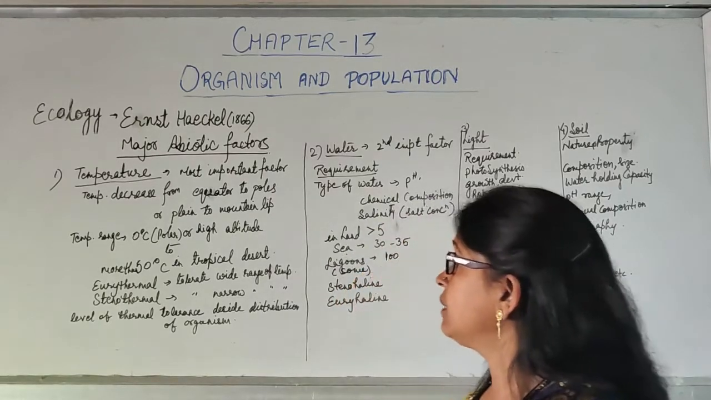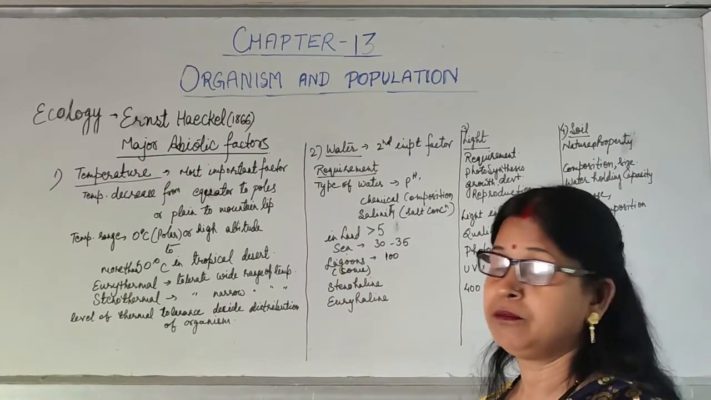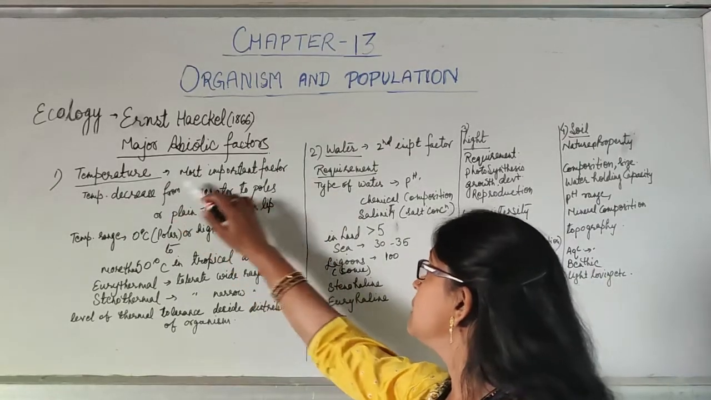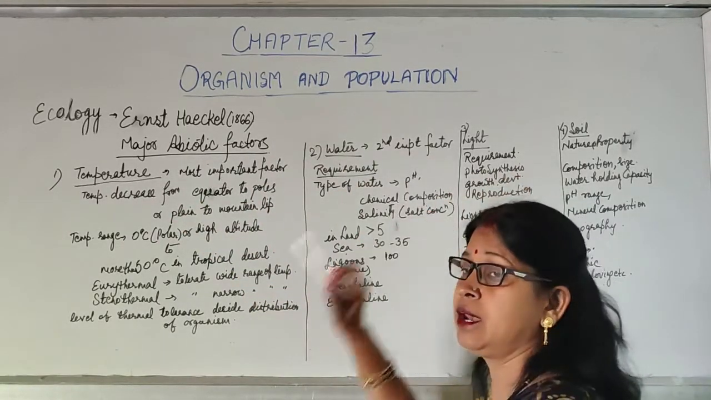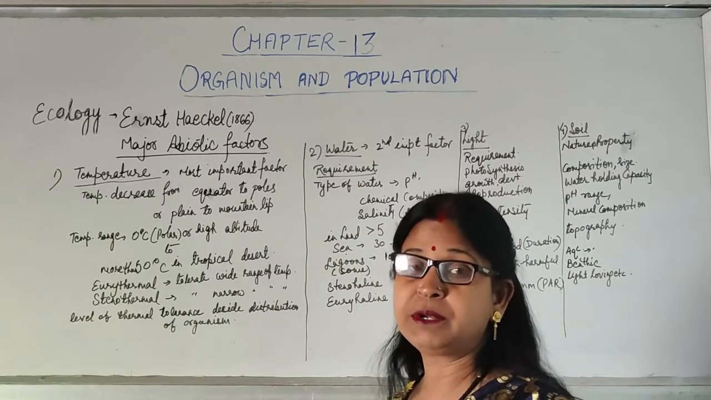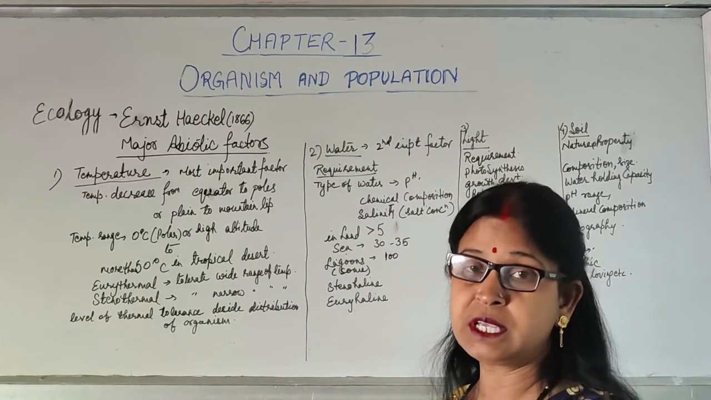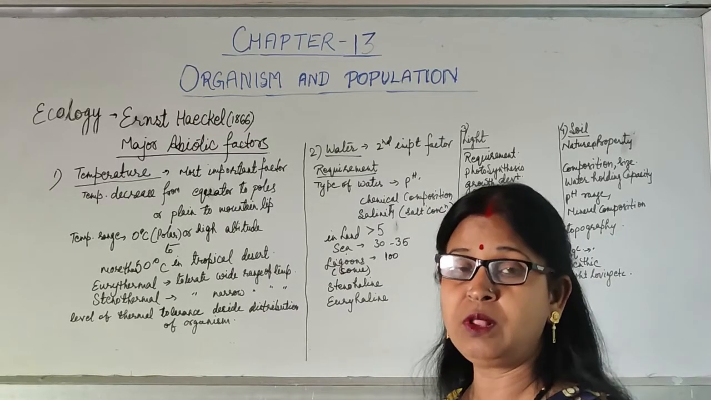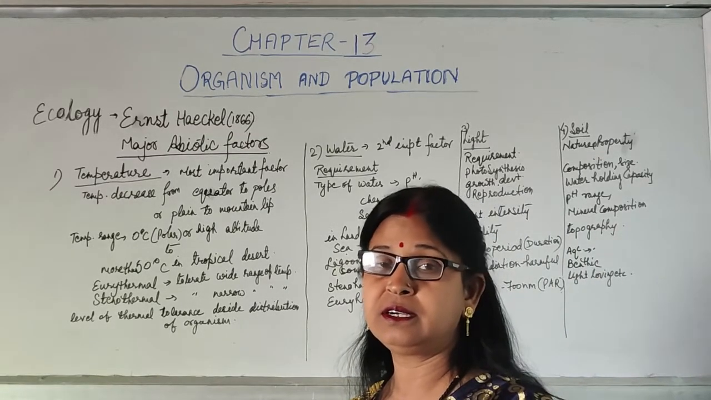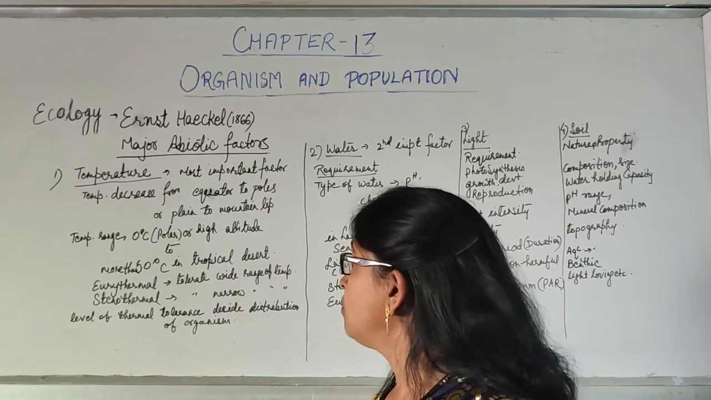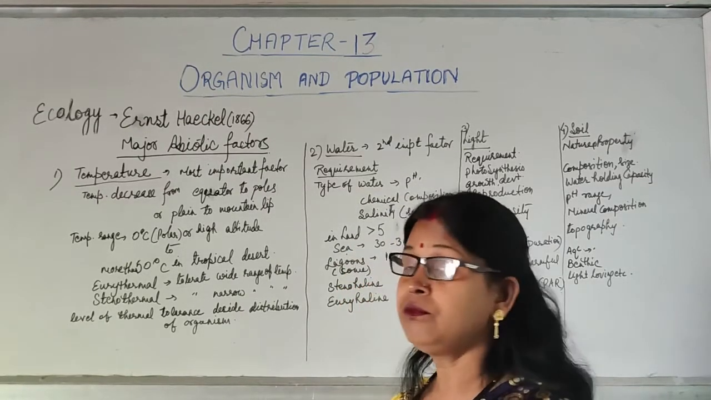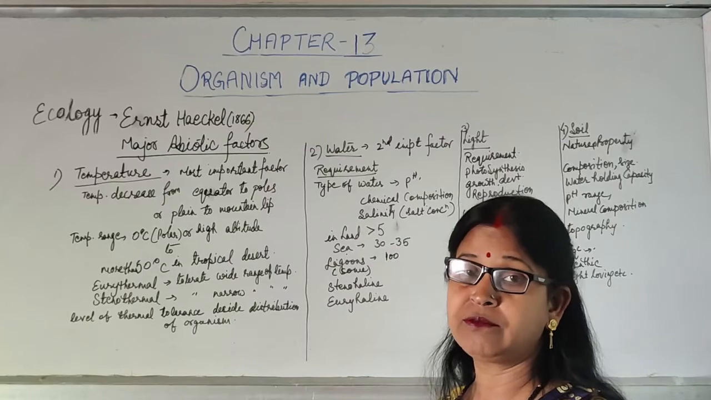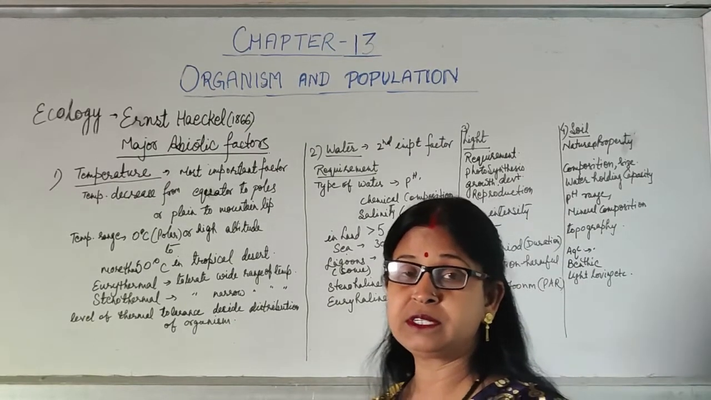So we can see different types of abiotic components like temperature, water, light, soil, then humidity, precipitation, distance from the sea, distance from the mountain, or latitude, altitude. All these things will decide the distribution of the biotic component. Now we'll study the biotic factors and their adaptations, etc.